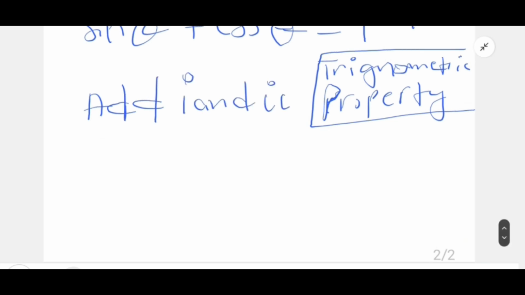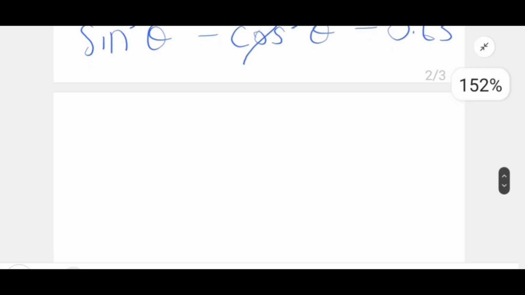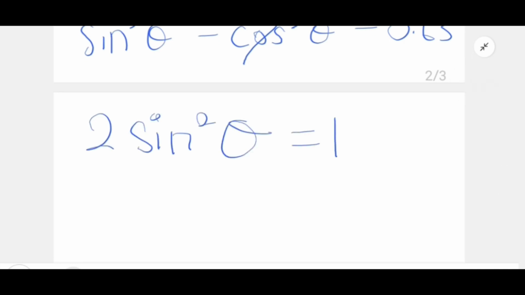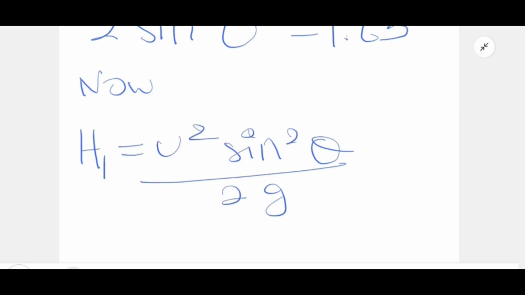Add both the equations. Sin square theta plus cos square theta is equal to 1. Sin square minus cos square theta is equal to 0.63, and cos square would cancel each other. 2 sin square theta would be 1.63. Now h1 is equal to u square sin square theta upon 2g.